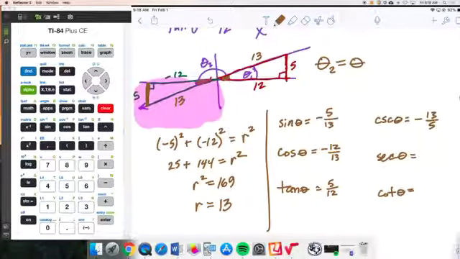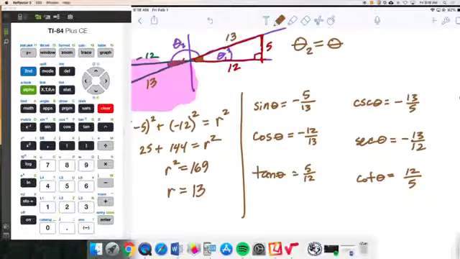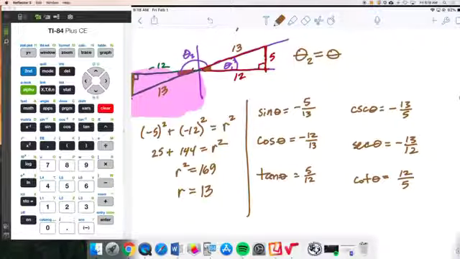Secant is r over x. That's 13 over negative 12, which is negative 13/12. Again, you just pull the negative out front or put it in the top or bottom. It doesn't really matter. Cotangent is x over y, so that's negative 12 over negative 5, which is positive 12/5. And there you go. You have all 6 trig functions. Because it was a Pythagorean triple, we don't have any radicals there to contend with, right? They're just handsome, rational numbers. Good-looking group of numbers there.